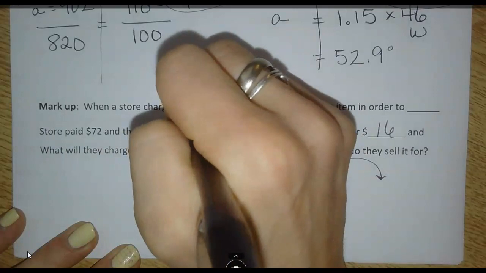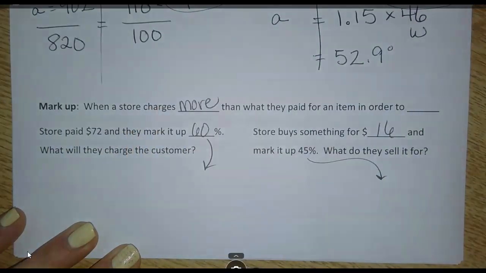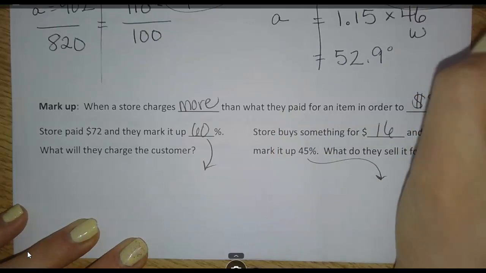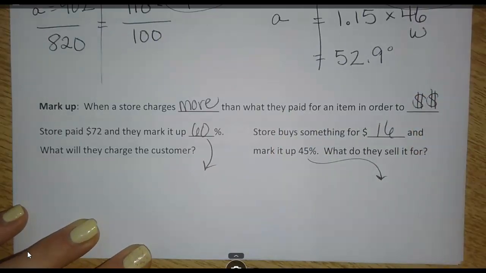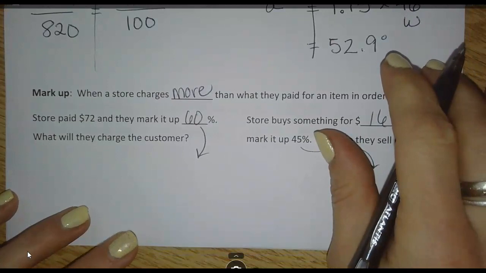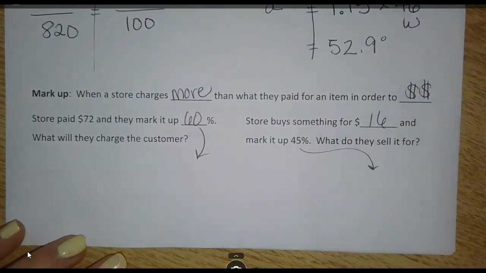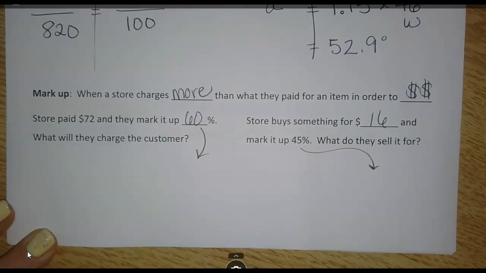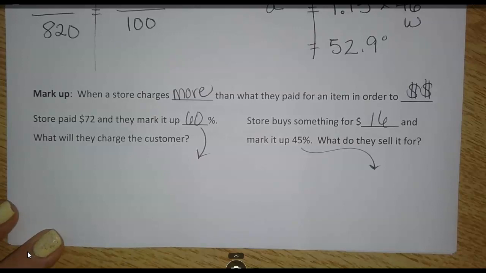When a store charges more for an item than what they paid in order to make money, right? They're not going to charge you exactly what they paid or they wouldn't make any money. So they mark it up a certain percent. So here's an example. The store paid $72. They mark it up 60%. What will they charge the customer?